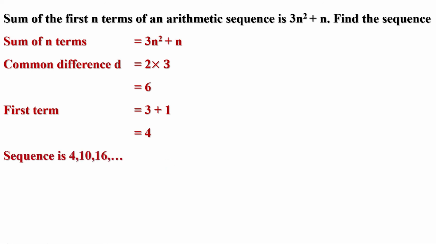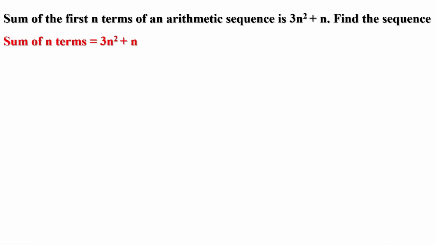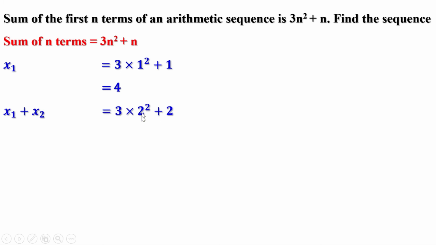We can find this in another way also. When we give n equal to 1, we get the first term. So first term is 3 into 1 square plus 1. This is 1, 3 into 1 is 3, 3 plus 1 is 4. So first term is 4. Now when you give n equal to 2, we get sum of first two terms. That is x1 plus x2 equal to 3 into 2 square plus 2. 2 square is 4, 3 into 4 is 12. 12 plus 2 is 14. Now, to find second term, we have to subtract first term from this. Or we can say second term equal to 14 minus 4 or 10.